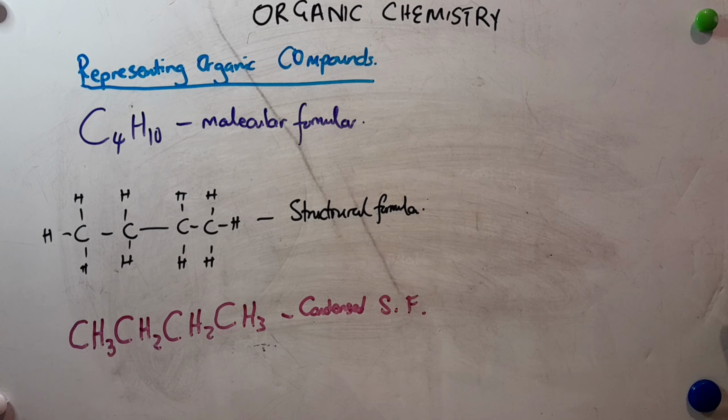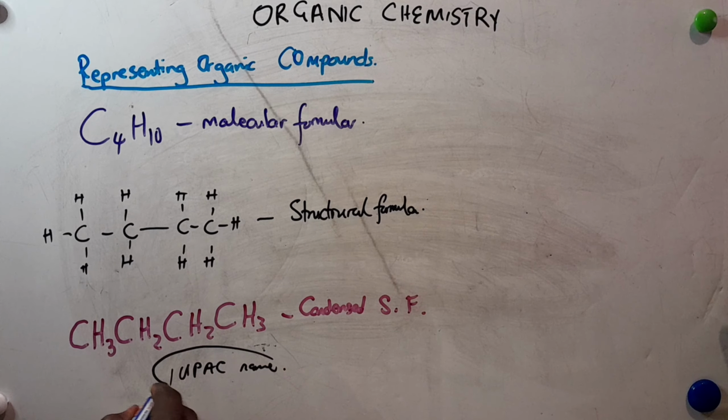The other way that we represent organic compounds is by its IUPAC name, which is the hardest thing to do when you are dealing with organic chemistry, right? But I'll simplify that for you. That's how we name compounds according to the international system. I'll show you how to do that, and I'll give you the rules when we start with our organic chemistry.